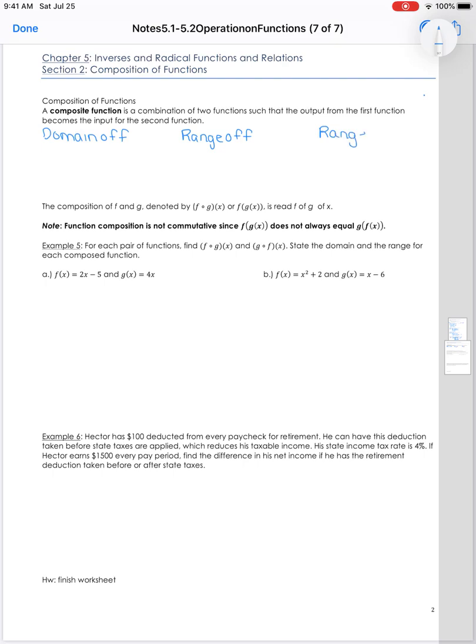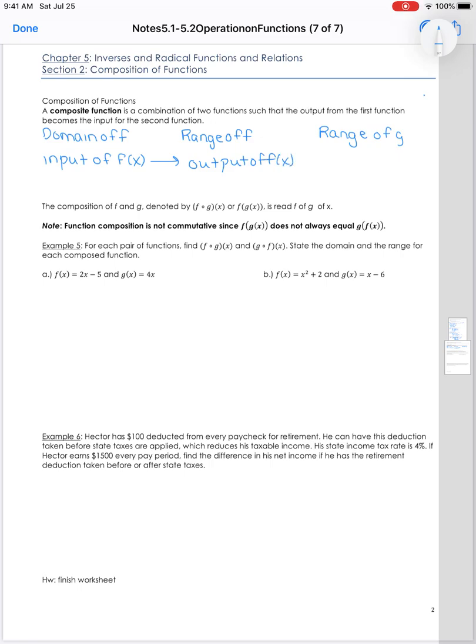So for section 5.2, we're going to talk about composition of functions. Typically what this means is you're going to put one function inside of another function. So in the little space under where it says composite function, I'm going to make a little chart here. So I have the domain of f.